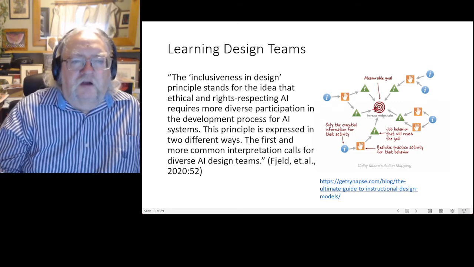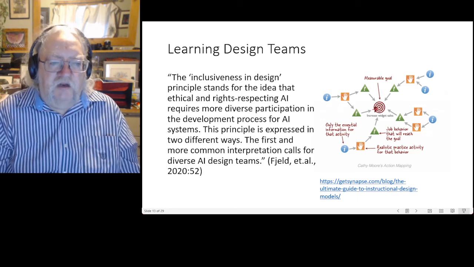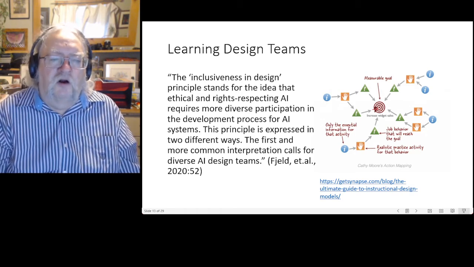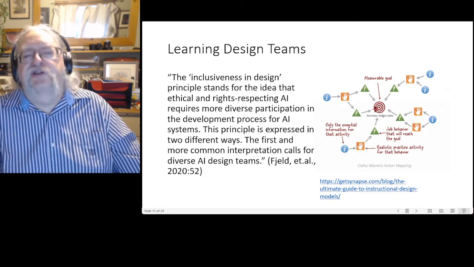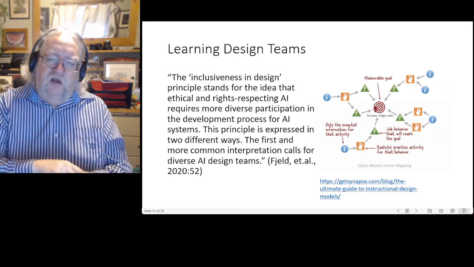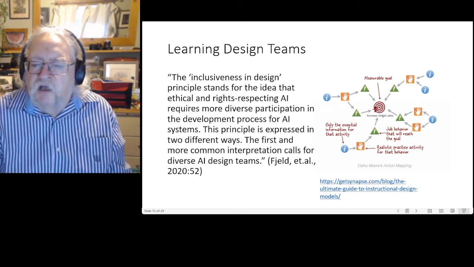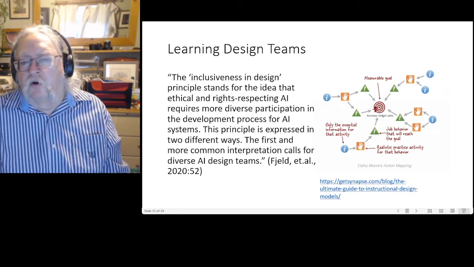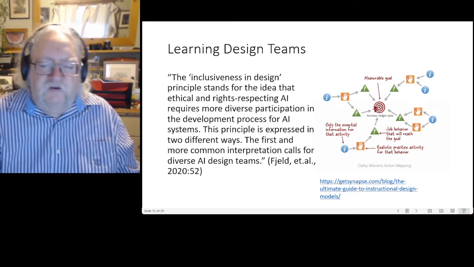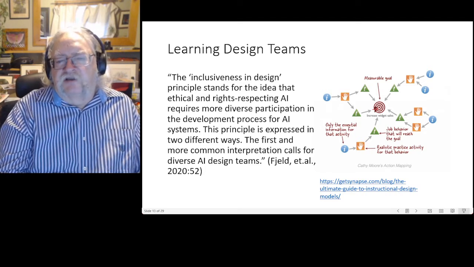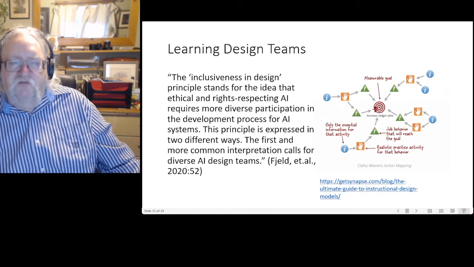Fjeld says, ethical and rights respecting AI requires more diverse participation in the development process. And the first and most common interpretation of this calls for diverse AI design teams. And extending that, we could say it also calls for diverse learning design teams. So we see the interactions that happen between members of a learning design team. I've just borrowed a diagram from Kathy Moore here to show how different people with different objectives and different information will interact with each other. And the idea here is that this be kept diverse.